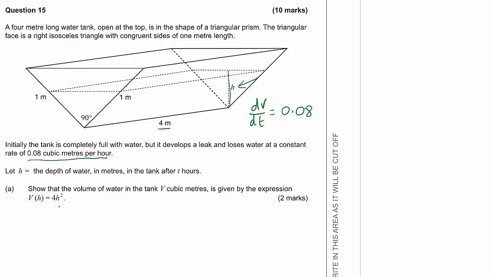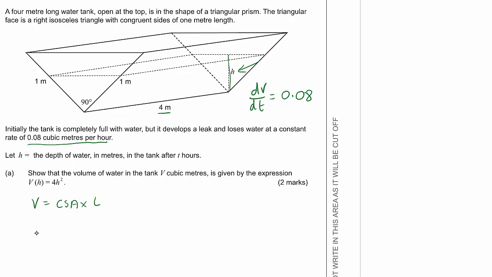Well, it's a prism, so we know that the volume is going to be the cross-sectional area times the length. Let's think about the cross-sectional area. Let's have a look at that right triangle. We've got a right angle here, and there's the hypotenuse, and we know that this is h. Of course this angle here is pi by 4. Let's just call this x for the moment.